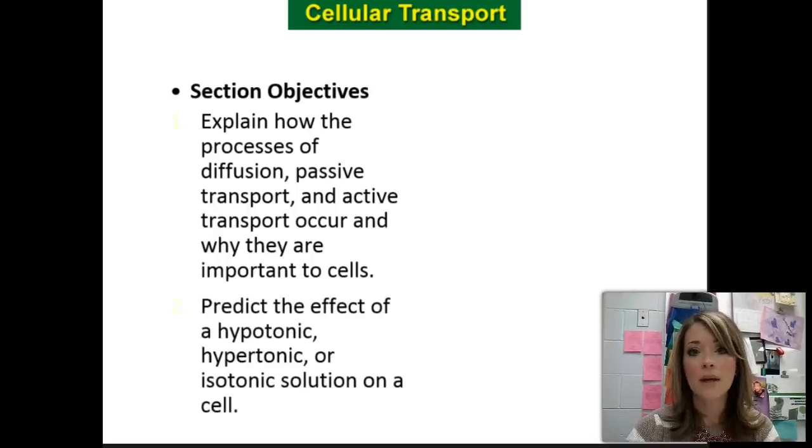We also want you to be able to explain and predict what's going to happen if the solution is hypotonic, hypertonic, or isotonic on a cell. And so we're going to set up your notes.